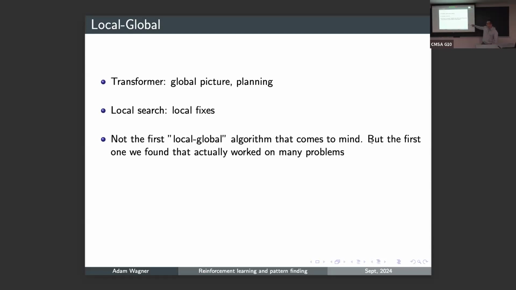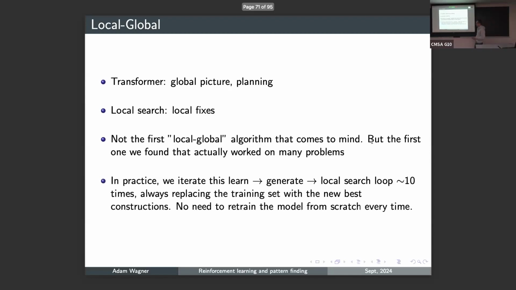The algorithm I'm presenting to you right now was by far the most useful thing that we found, just by trying many algorithms that go into this local-global direction. In practice, one more thing is that you iterate this process many times. You do local search, build up a big database, train on it, generate new examples with a transformer, put a local search on top of it to end up with a new database, plug it back into the transformer, and we iterate it a couple of times, and that seems to be the best thing to do.